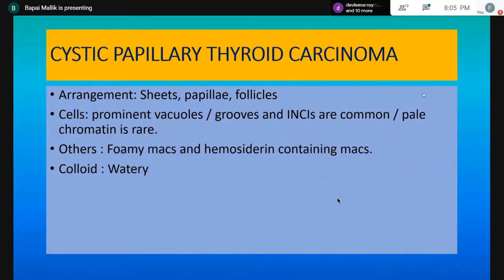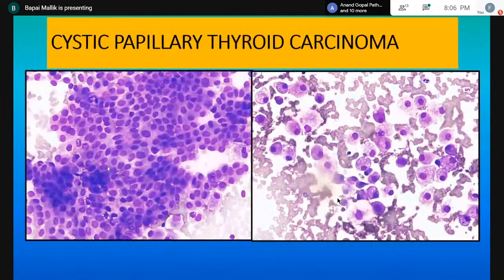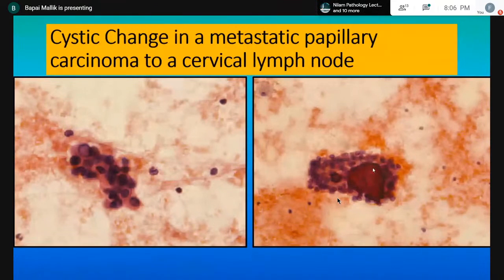Next, the cystic papillary thyroid carcinoma. The cells may be arranged in sheets, papillae, or follicles. Prominent vacuoles and intranuclear inclusions, fortunately, are very common, but pale chromatin is not that common. Lots of foamy macrophages, lots of hemosiderin-laden macrophages, and a watery colloid once again. So be careful about that. So this is a cystic papillary carcinoma. You've got these papillary carcinoma cells, elongated cells with some degree of chromatin, which suggests a papillary thyroid carcinoma. Lots of foamy macrophages. Some of them can actually show some inclusions. But this is a particular entity which we should all be very, very careful about.